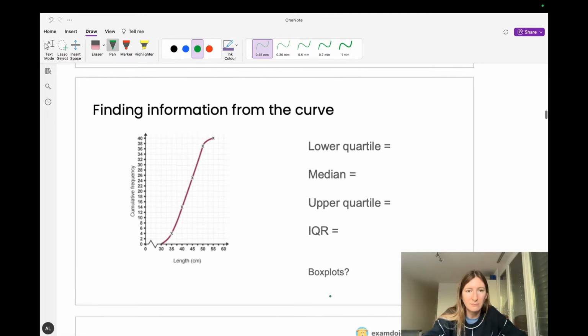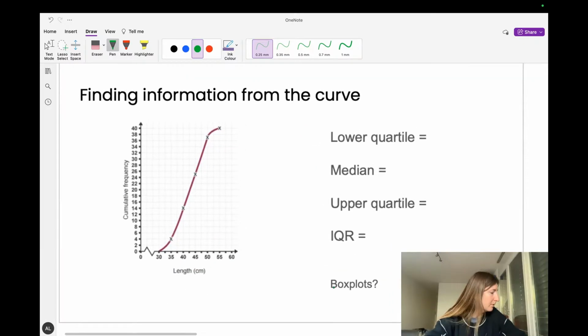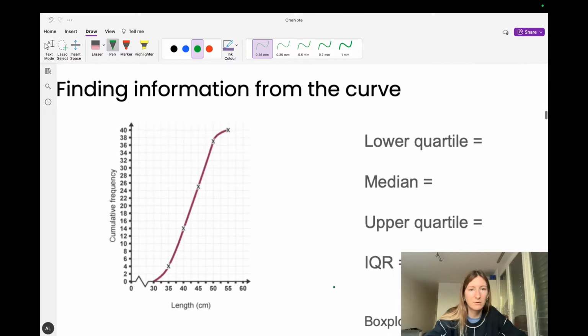Now, more often than not, you don't actually draw the cumulative frequency curve. It can happen. They can ask you to do it. There have been a few questions, not in a while, if I can remember correctly. Most of them will give you one, and you have to read the information off of it. So let me just zoom in there. I hope I'm not blocking too much because it's quite small.